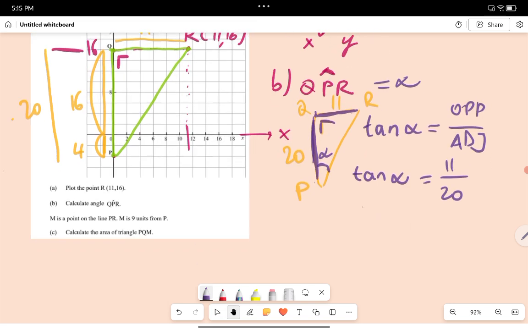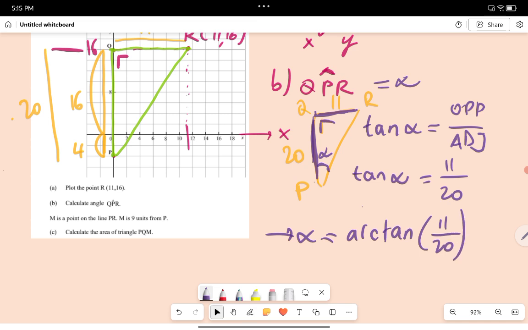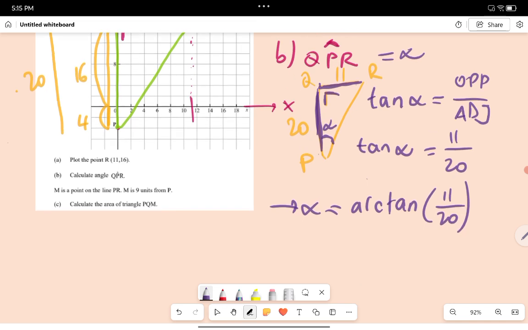And as we are interested in alpha, alpha will be the inverse of this. So that's called the arctan, the arc tangent of 11/20. That actually means: what is the angle such that the tangent is 11/20? That is also written like this, tan^-1, the inverse function of the tangent, with answer 11/20.